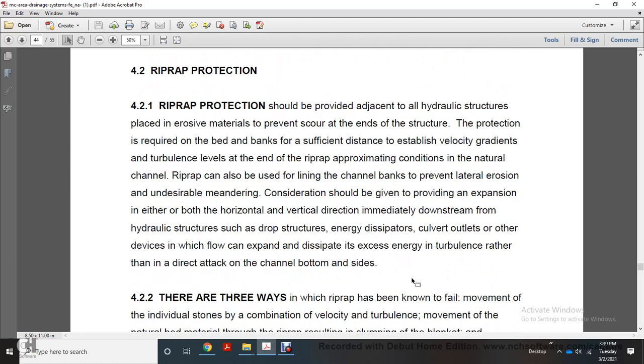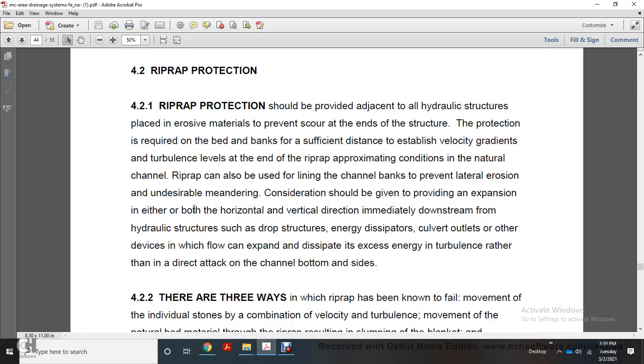Riprap protection. Riprap protection should be provided adjacent to the hydraulic structure, a plate of non-erosive material, to prevent scour at the end of the structure. The protection will cover the bed and bank for a sufficient distance, established by velocity, gradients, turbulence level, and riprap approximation conditions in its natural channel. Riprap can also be used for lining channel banks to prevent lateral erosion and undesirable meandering.